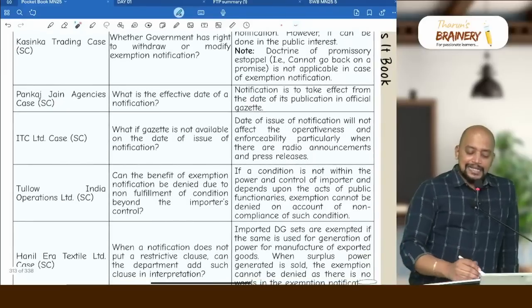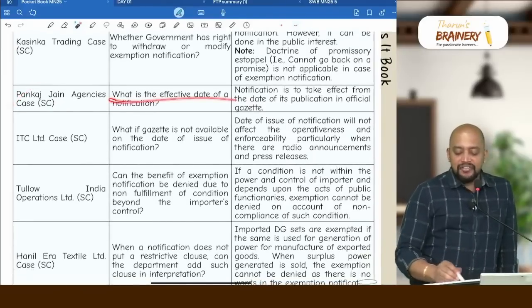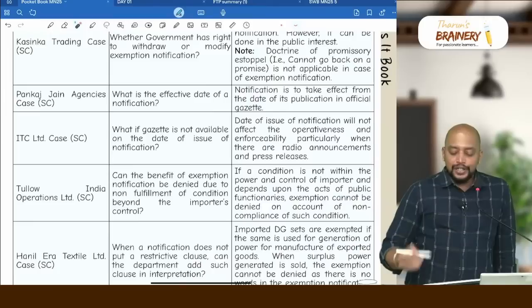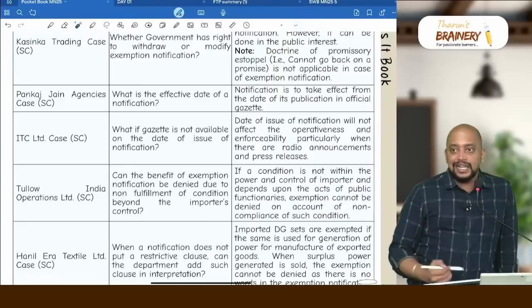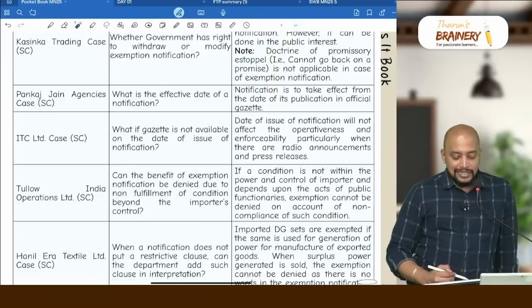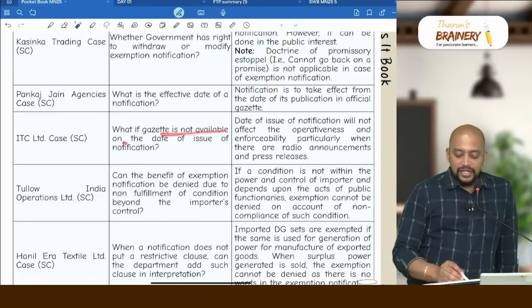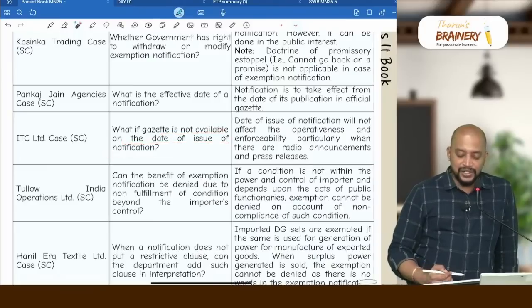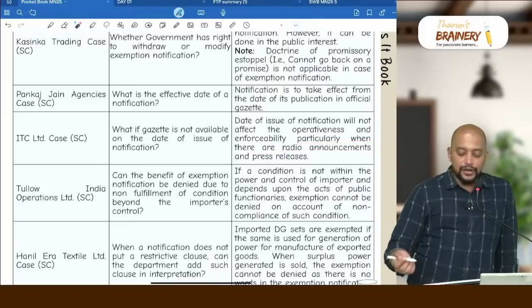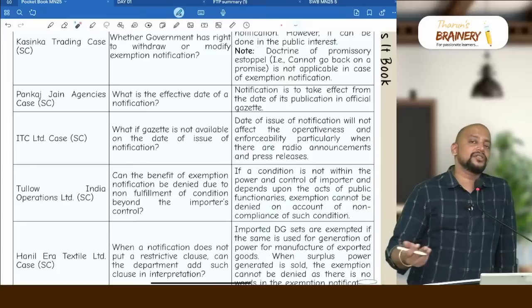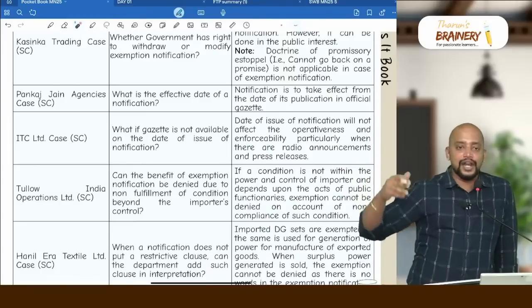Then the Pankaj Jain Agencies case, Supreme Court: what is the effective date of a notification? A notification is to take effect from the date of its publication in the official gazette. And what if the gazette is not available on the date of issue of the notification? The date of issue of the notification will not affect its operativeness and enforceability, particularly when there are radio announcements and press releases. If not through the gazette, they can release it through radio, etc. also.